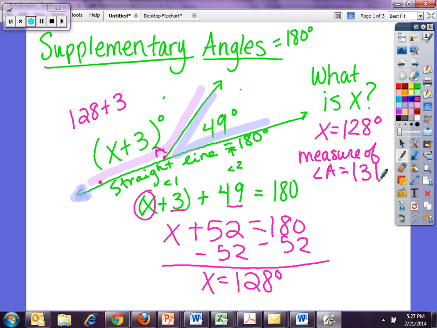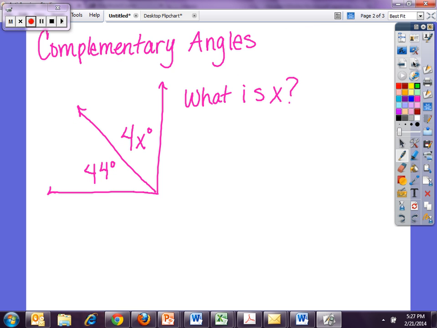So let's look. If I take 131 and I add it to 49, I get 180. So are those two angles supplementary? Yes, they are. But if I took 128 and added it to 49, I would not get 180. So I would know that I did something wrong. Okay? So those are for supplementary angles. Basically, you're setting up a two-step equation and solving for x. Second, they're done the same way, it's just set equal to something different.